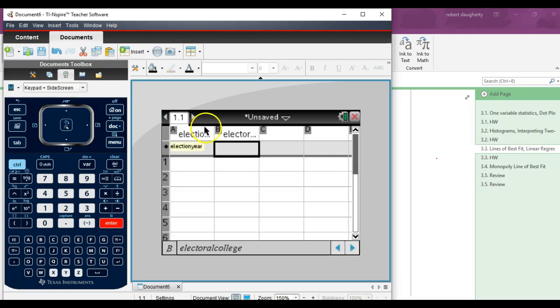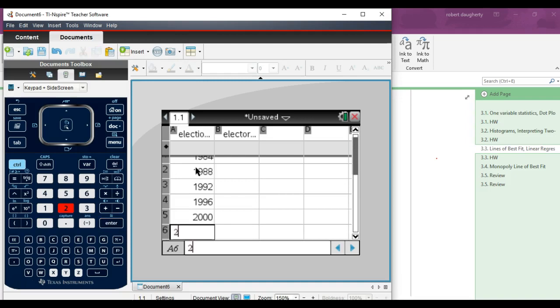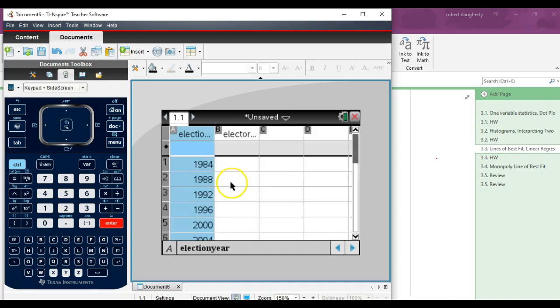College, there we go. So we're starting with the 1984 election, which was the first time that yours truly voted. And then we'll move on. 1992, 1996. Okay. So those are all the years, and now we'll do the margin of victory.